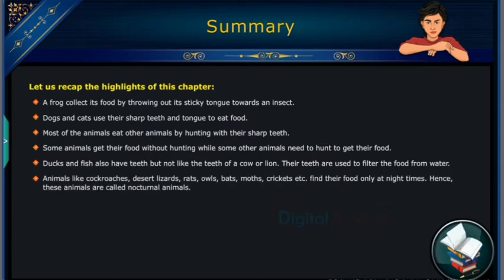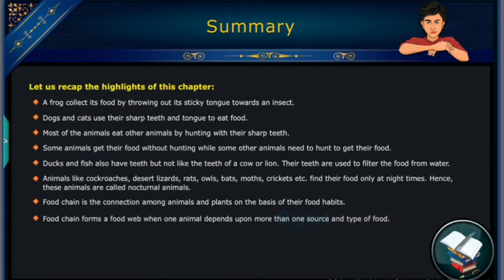Animals like cockroaches, desert lizards, rats, owls, bats, moths, crickets, etc. find their food only at night times. Hence, these animals are called nocturnal animals. Food chain is the connection among animals and plants on the basis of their food habits. Food chain forms a food web when one animal depends upon more than one source and type of food.